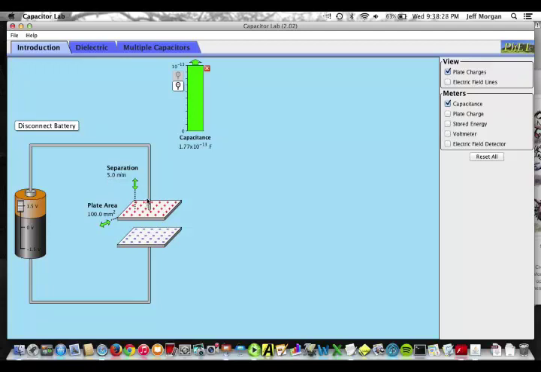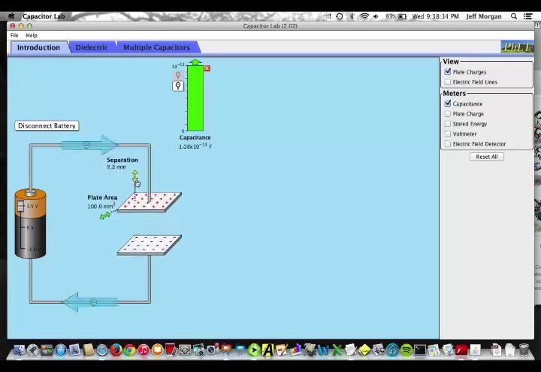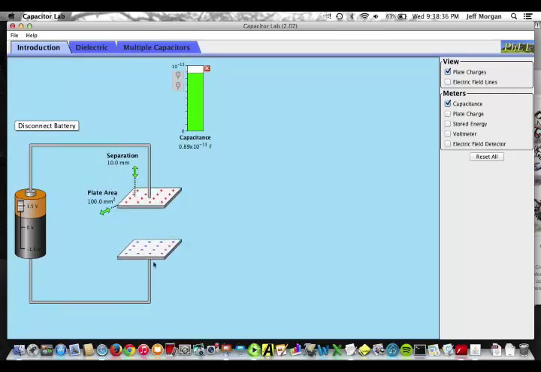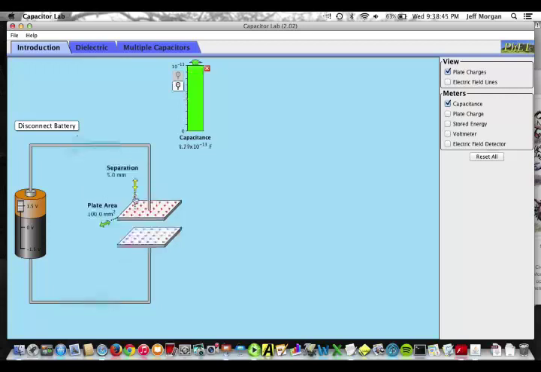So if we assume we were close together to start with, and they're storing a certain amount of charge, note that when we pull them further apart, the amount of charge that gets stored on those plates decreases, and the value that our capacitance meter over here reads decreases as well. Push them closer together, it increases.